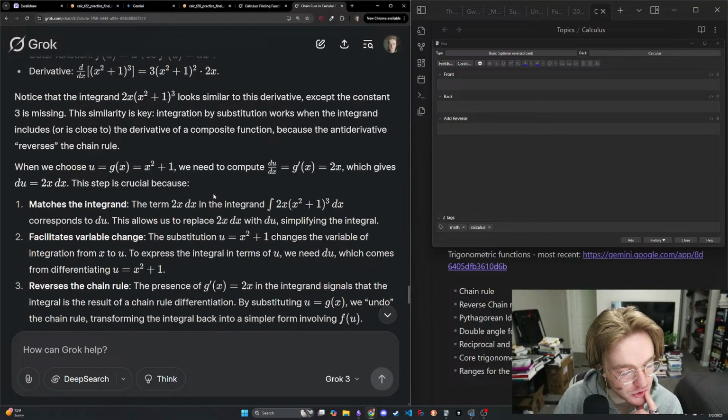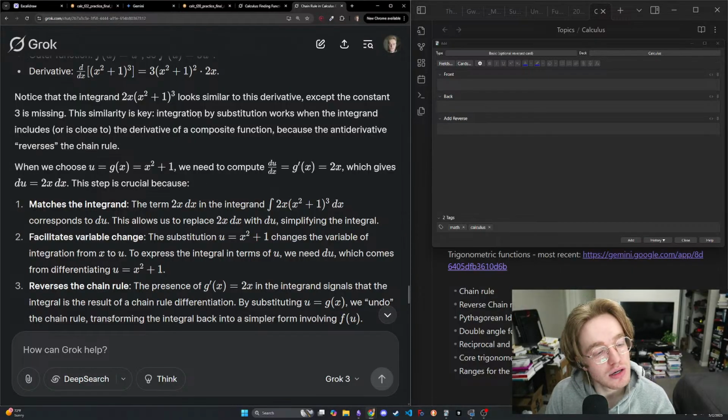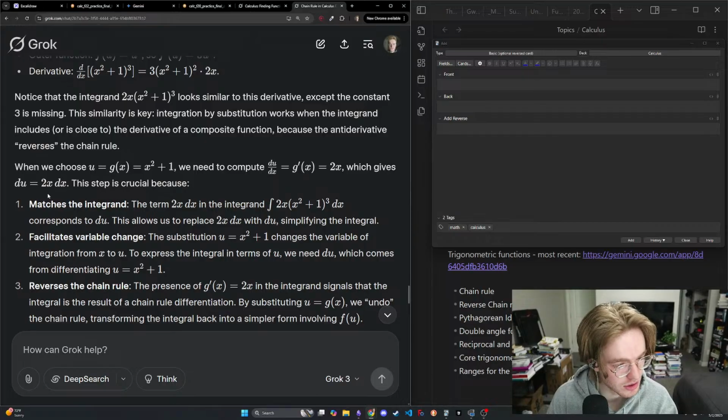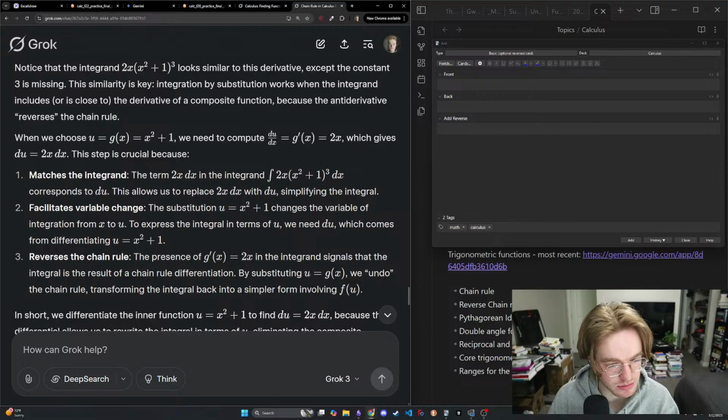When we choose u equals g of x equals x squared plus 1, we need to compute du over dx equals g prime of x equals 2x, which gives us du equals 2x dx. This step is crucial because it matches the integrand. The term 2x dx in the integrand corresponds to du. This allows us to replace 2x dx with du, simplifying the integral.